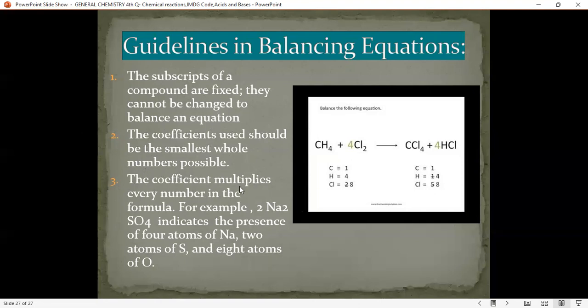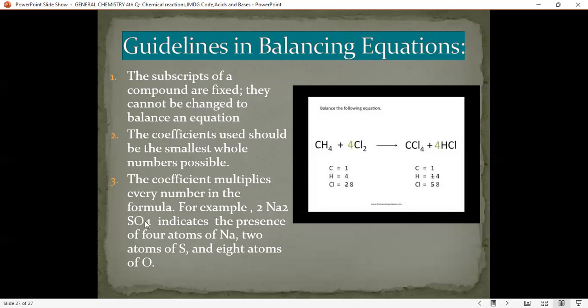Number 3, the coefficient multiplies every number in the formula. So for example, we have 2 and A2. So our 2, we will multiply it with the 2 of the subscript. So you cannot change the subscript, you cannot touch it. But then you can multiply it with the coefficient that we added there.